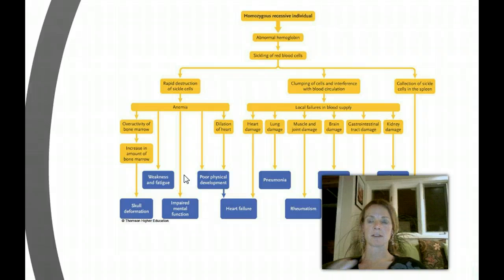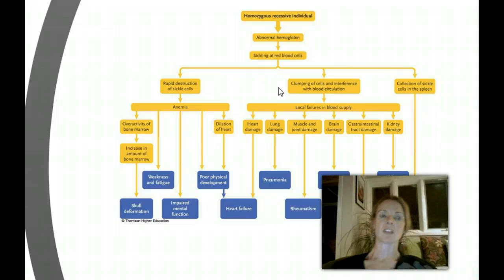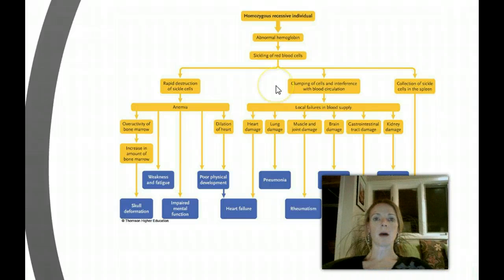You have this disease that can give you a lot of these side effects: skull deformation, weakness and fatigue, impaired mental function, poor physical development, pneumonia, rheumatism, paralysis, and such. Not everybody has all of these, but it can get to that point depending on how serious it is and if you're not taking care of your body. But it does protect these people from malaria.